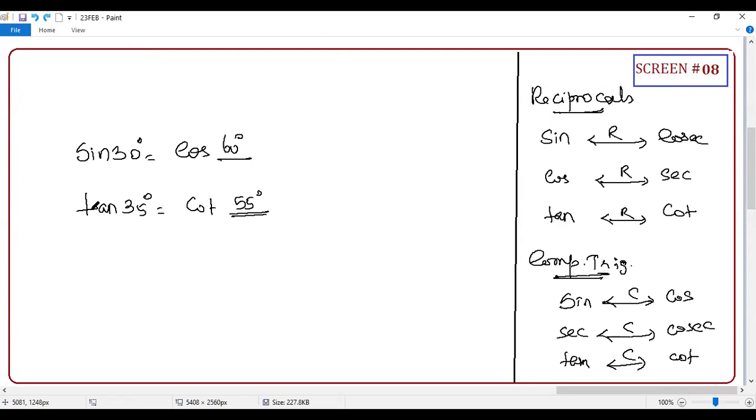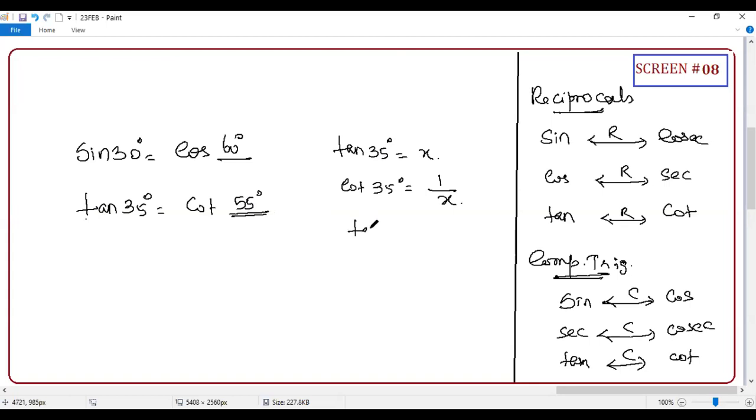Which means what? Tan 35, cot 35, if you find, it's a reciprocal of that. Clear or not? But the moment you put 55, it will become equal. So very, very important, student. Don't get confused with this. So if I say tan 35 equal to x, means cot 35 is what? 1 by x. Are you clear?